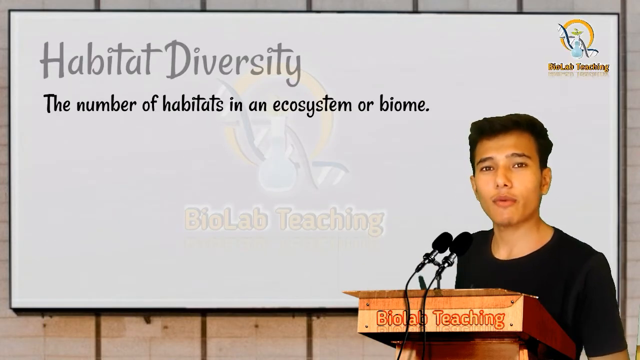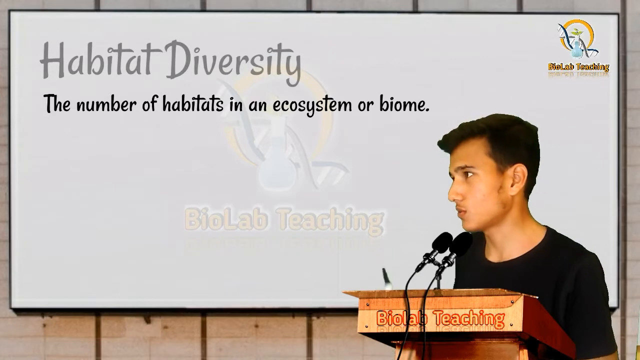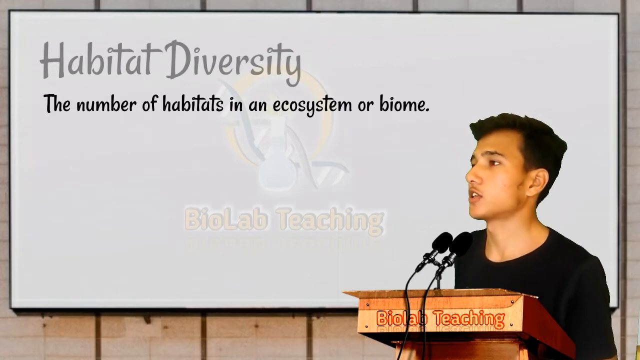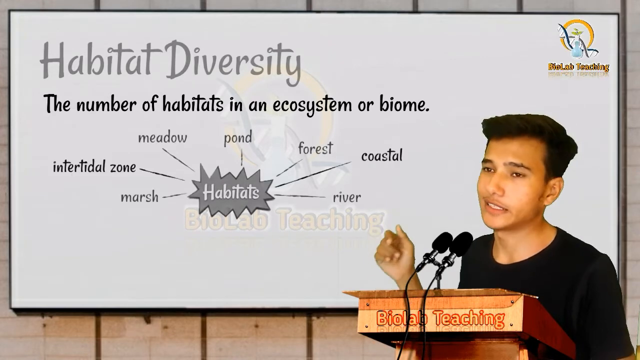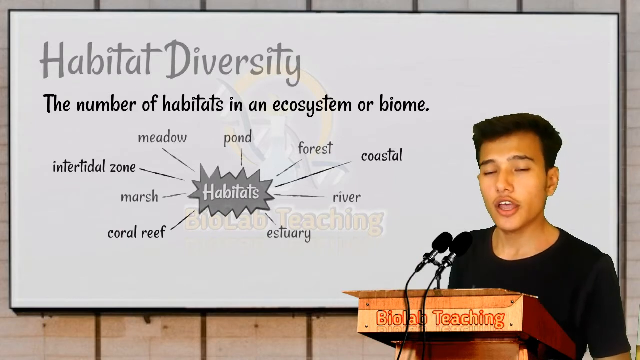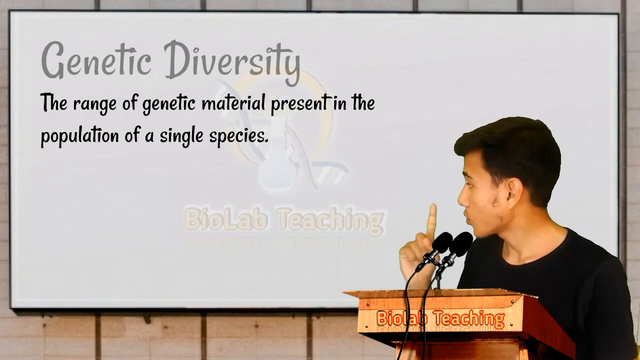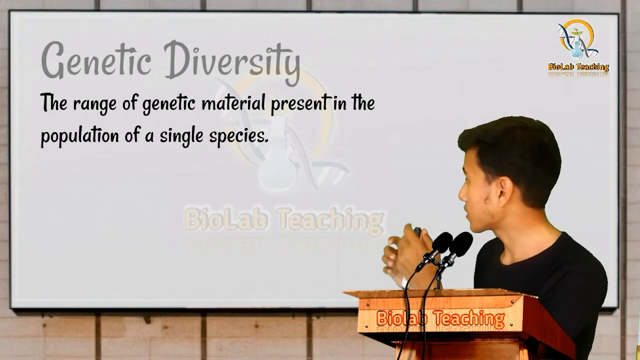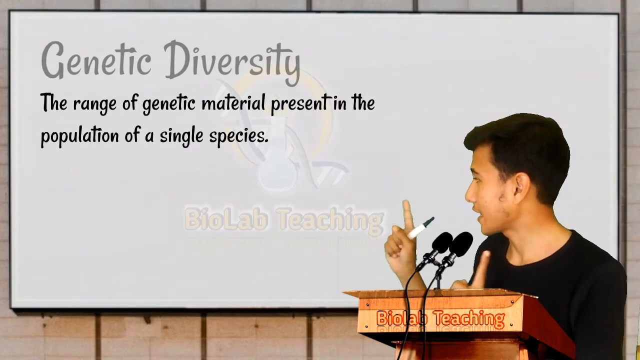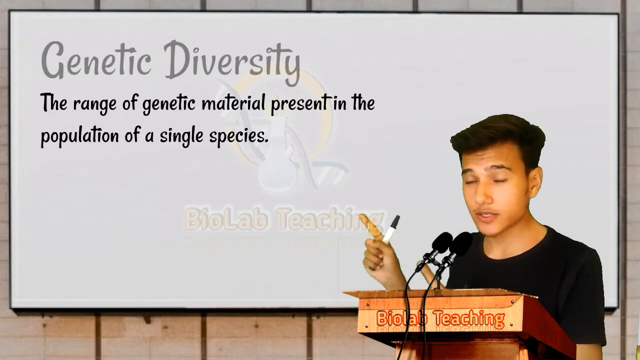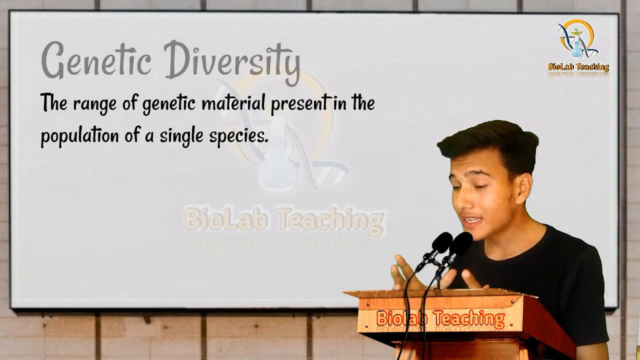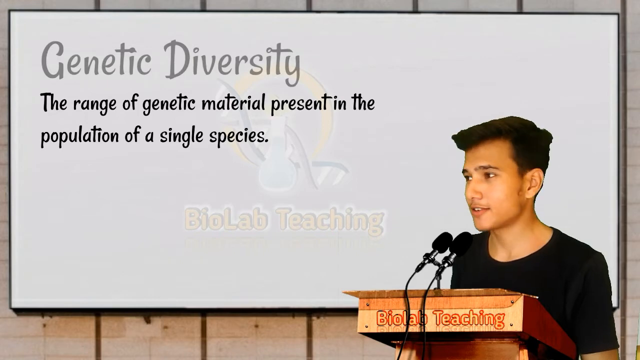Habitat diversity, again, that's just the number of habitats that are found within a certain area, such as an ecosystem or biome. And there's a lot of different examples of those, such as ponds and forests and meadows, intertidal zones, things like that. Genetic diversity, this is the range of genetic material present in the population of a single species. And this is often the one that's the most difficult for people to understand. Let's look at a specific example.